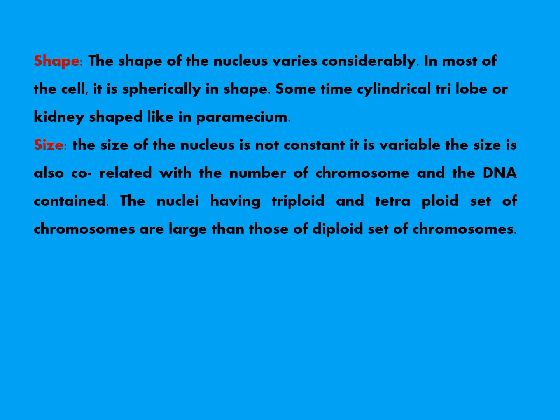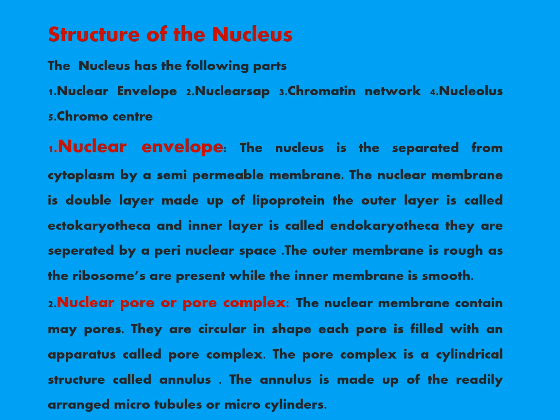Now next is the shape. Again, the shape of the nucleus varies considerably. It is spherical in shape, or sometimes it is kidney shaped. Next is the structure of the nucleus. In the ultrastructure, the nucleus has the following parts: nuclear envelope, nuclear sap, nuclear pore complex, the chromatin network, nucleolus, and chromocenter.